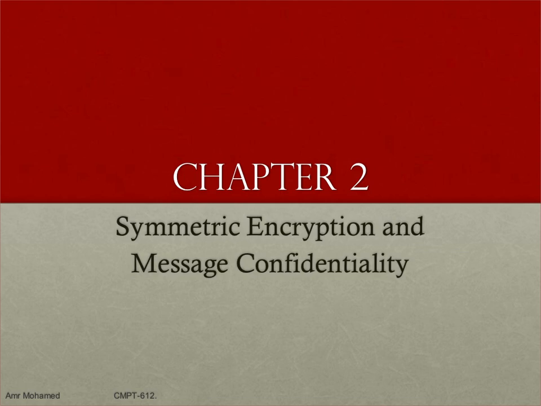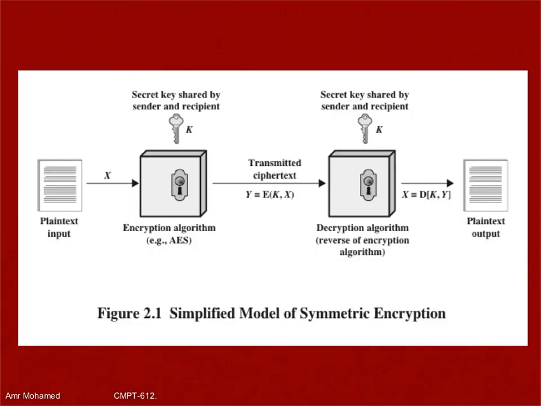Okay, so continuing the discussion, we'll cover chapter 2. Chapter 2 talks about symmetric encryption and message confidentiality. We'll talk about the definition of symmetric encryption. This is the symmetric encryption model. It is very similar to the security model we talked about, with some small changes. Basically, we have a plaintext, X, and then using a certain key and a certain encryption algorithm, we convert that into a ciphertext.